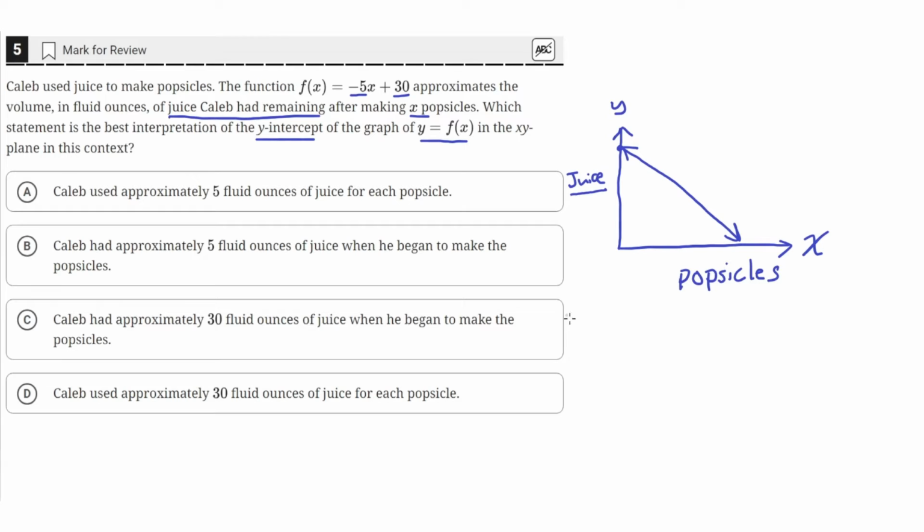So the y-intercept is how much juice that Caleb had initially, before he made any popsicles, which is answer choice C.